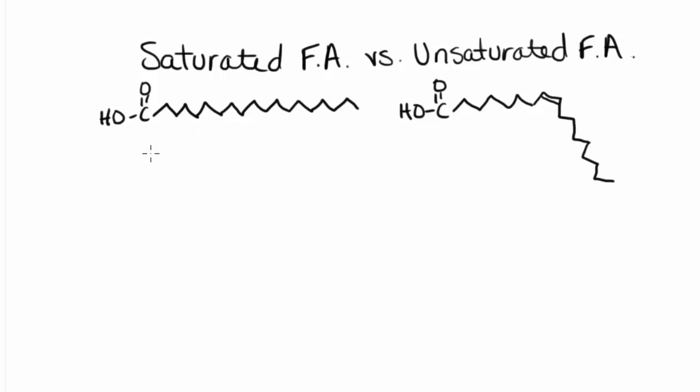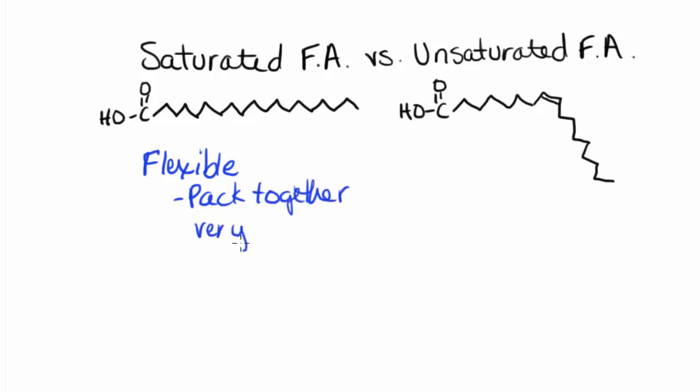Now the difference is that the saturated fatty acid is going to be very flexible because of all of those single bonds that are in the tail. And because of the flexibility, that means that these are going to be able to pack together very tightly. And if they can pack together very tightly, that means that these will be solids at room temperature. We tend to find these types of saturated fatty acids in animal-based products.